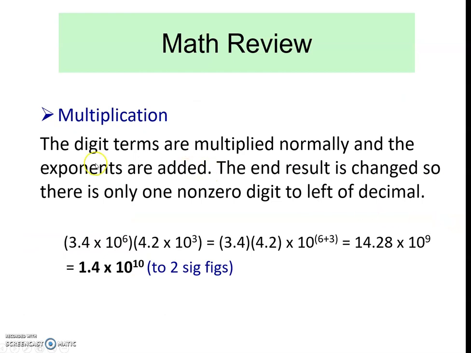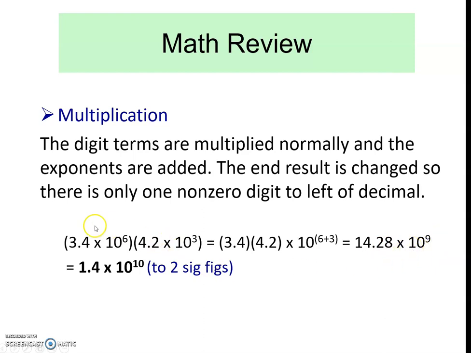Math review. The digit terms are multiplied normally and the exponents are added. The end result is changed so there is only one non-zero digit to the left of the decimal. So let's say here is the problem that you have to solve. You multiply the digits as usual and then you add the exponents together. 6 plus 3, 10 to the power of 6 plus 3. So you obtain the final answer as 14.28 times 10 to the power of 9.